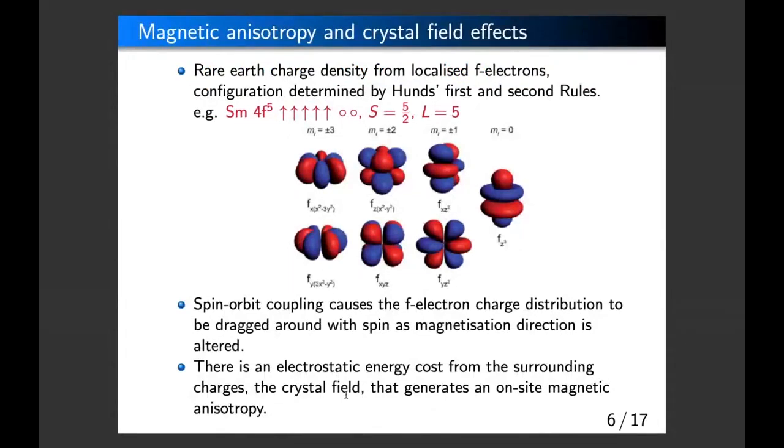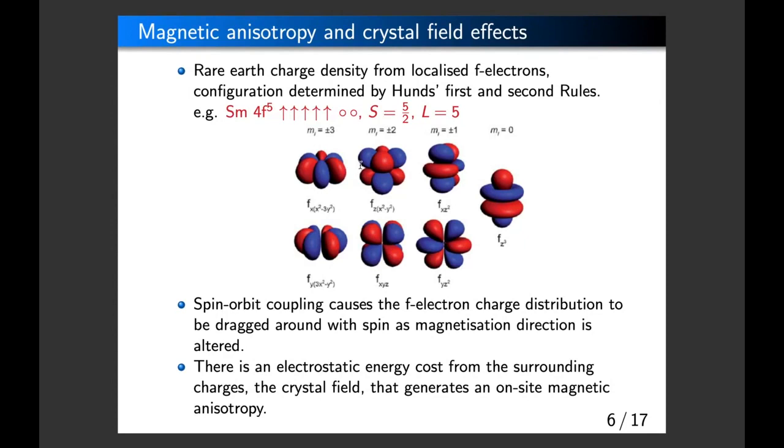Okay, so I've talked there about a fundamentally metal system. Of course, the most important permanent magnets in the world all contain rare earths, and that's because the rare earth materials can generate a very large anisotropy, and that's drawn from the distribution of their charge densities. So it's coming from their localized f electrons.